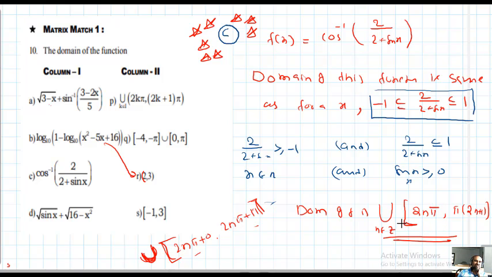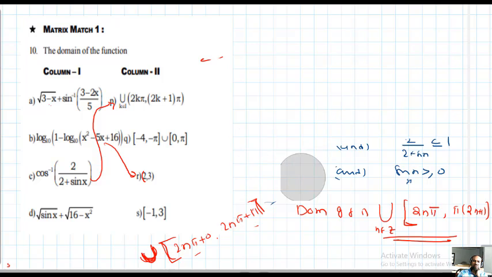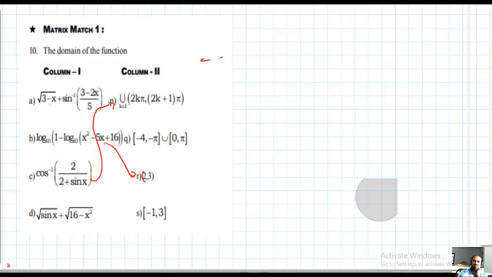Very, very interesting and logical question. So here I think 2n pi, okay, I will go with option P. Okay, C is P. Students, next A, B, C, 3 completed. Where is A? A, I already explained A.